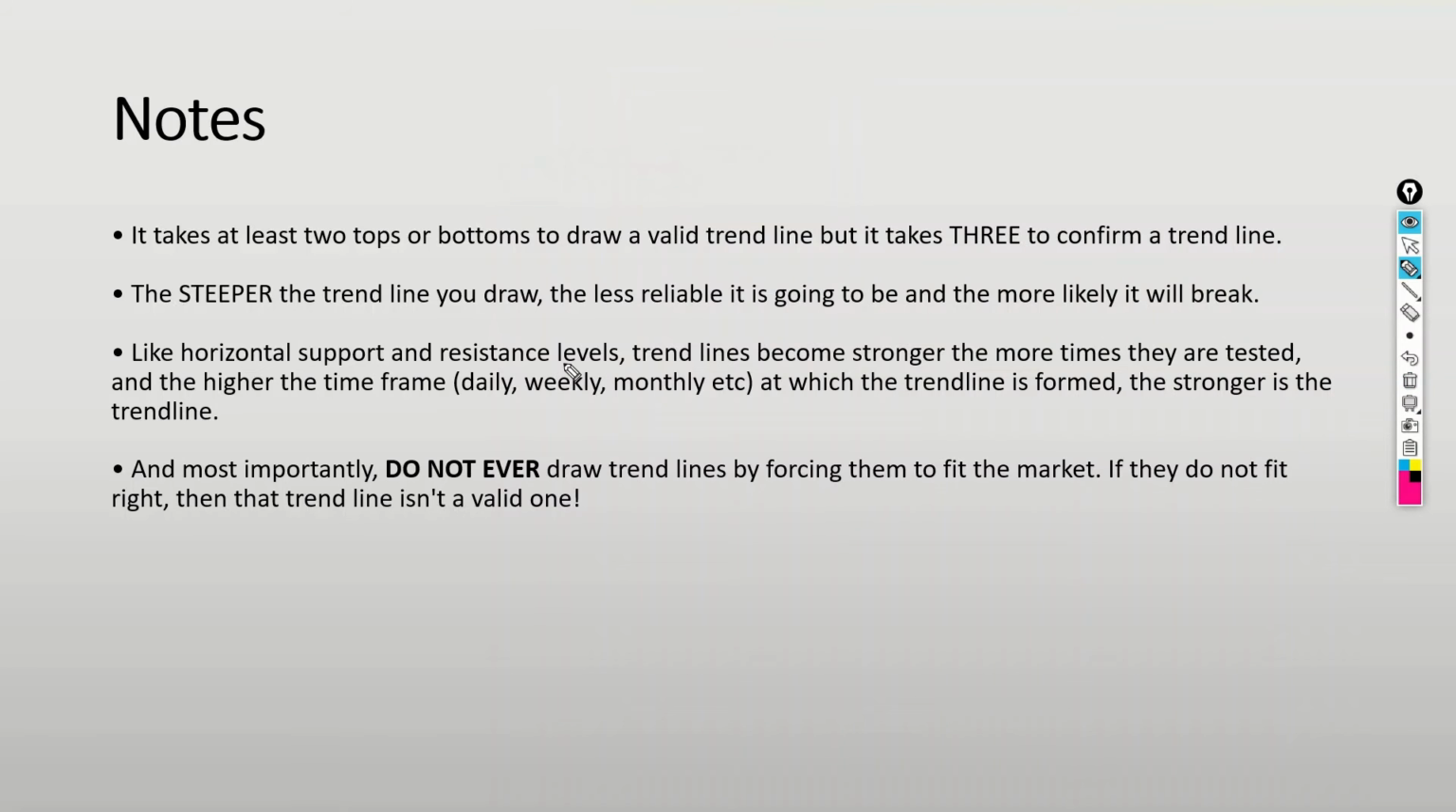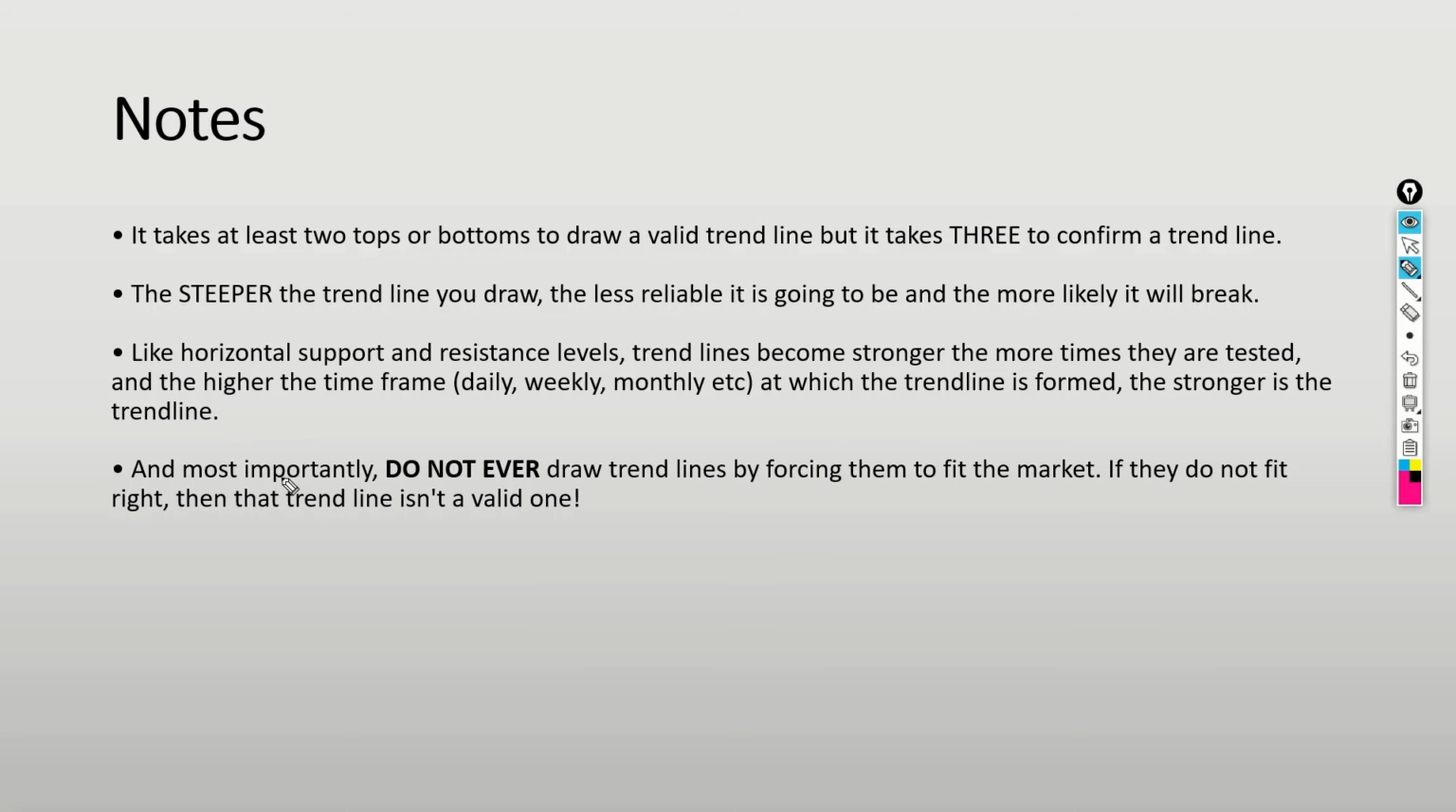So, like horizontal support and resistance levels, trend lines become stronger the more times they are tested and the higher the time frame. A trend line on a daily time frame is weaker than one on a weekly chart, and then one on a monthly chart. So trend lines drawn on higher time frames are stronger.